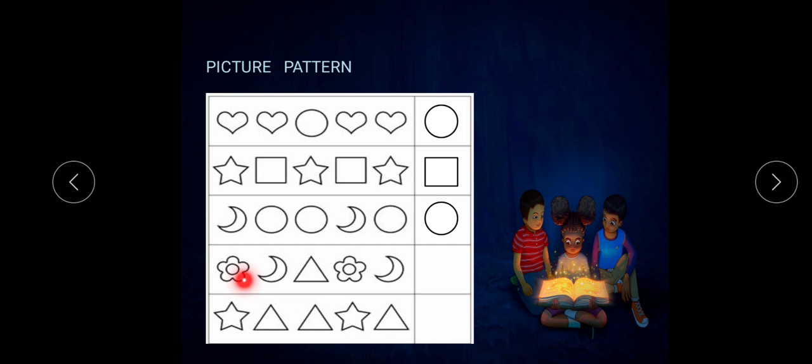Then we can see 1 flower, 1 half moon, 1 triangle. Then again the pattern is repeating. Again 1 flower, 1 moon, and then what will come? Yes, triangle will come. And then let us see the last pattern. 1 star, 2 triangles, then 1 star, and there should be 2 triangles, right? So here 1 more triangle will come.